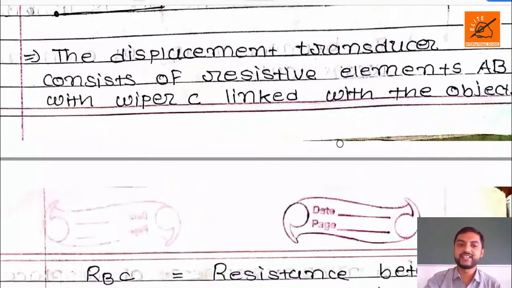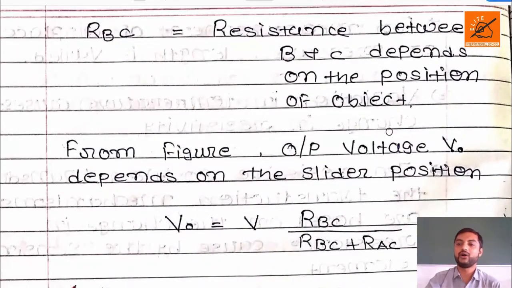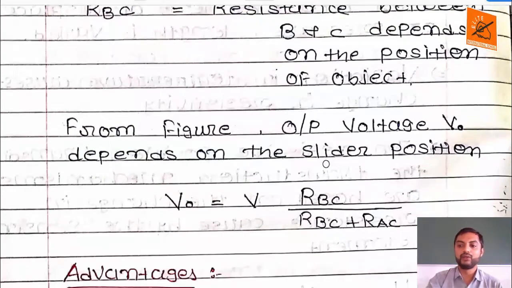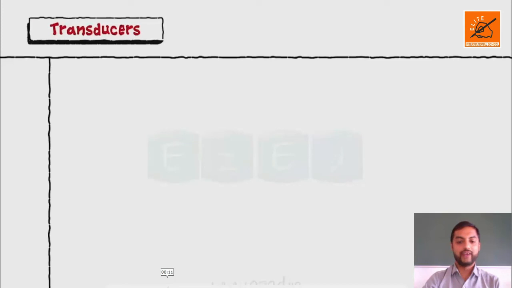The displacement transducer consists of resistive element AB with wiper C linked to the object. RBC is the resistance between B and C, and depends on the position of the object. From the figure, we can say output voltage V0 depends on the slider position. V0 equals V times RBC divided by RBC plus RAC. Here I would like to explain this transducer with some animated part.